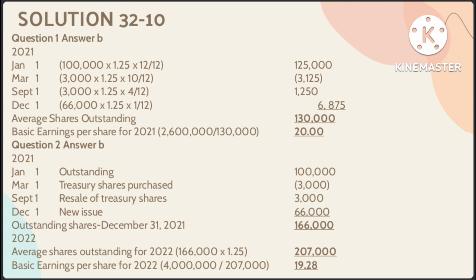So, para sa year 2022, meron tayong average shares outstanding for 2022 na 166,000 times 125%, amounting to 207,500. So, using the formula for basic earnings per share, para sa year 2022, meron tayong 4 million over 207,500, amounting to 19.28. Note that the 25% share dividend declared and issued on January 15, 2022 should be treated retroactively.